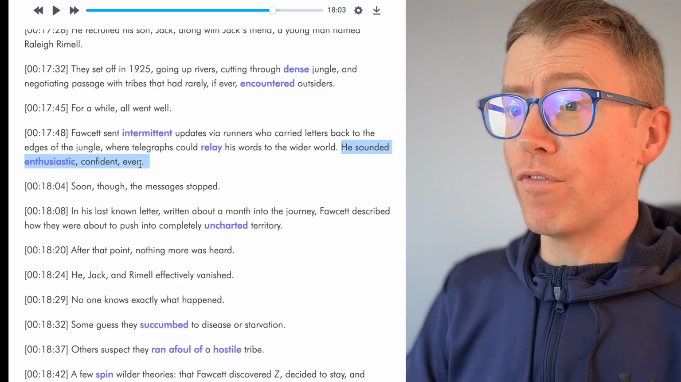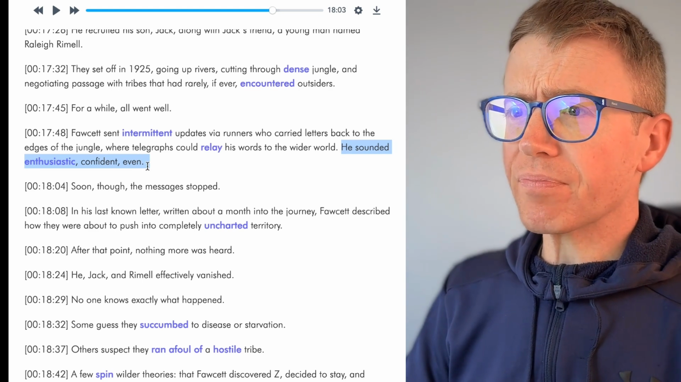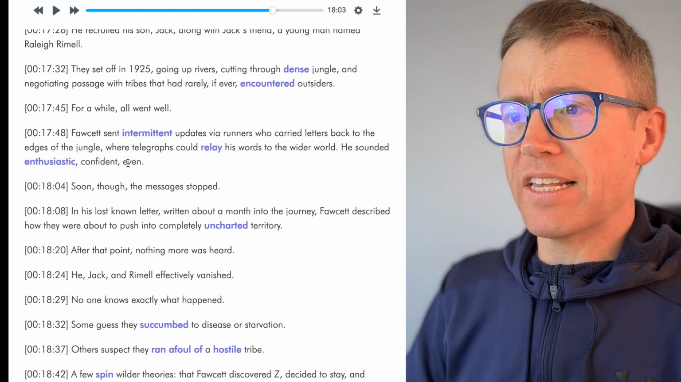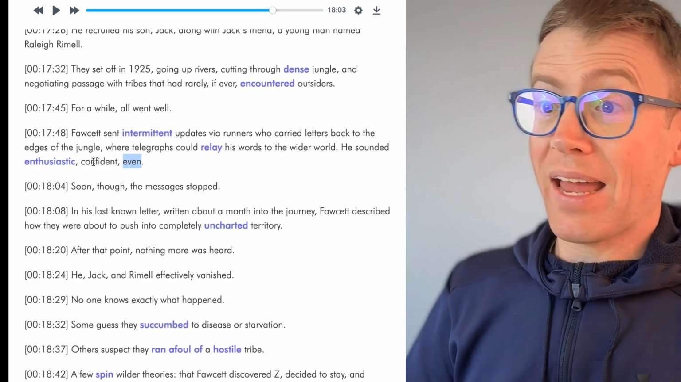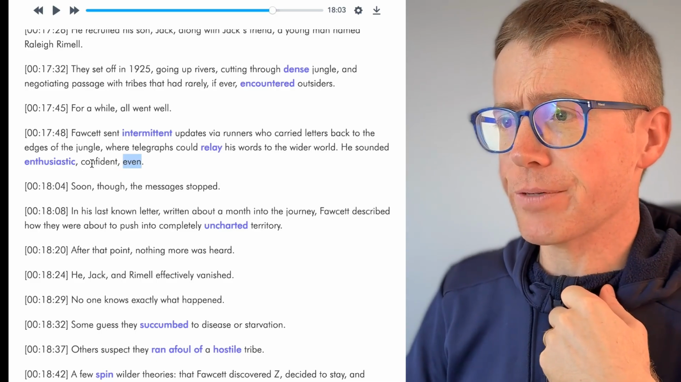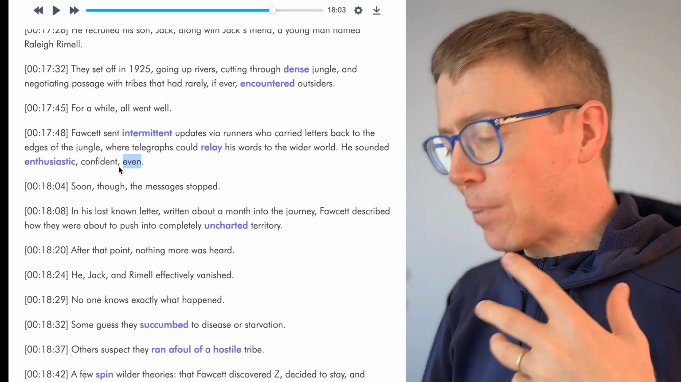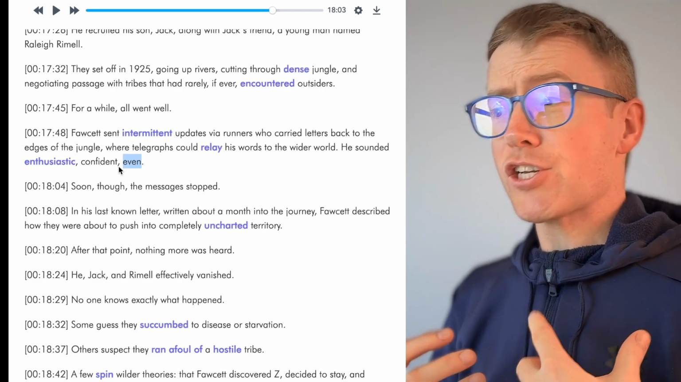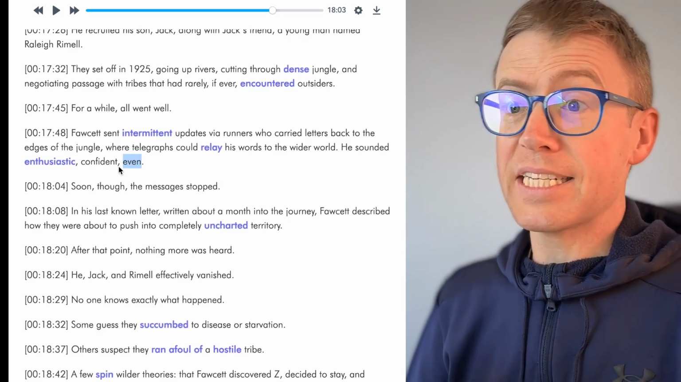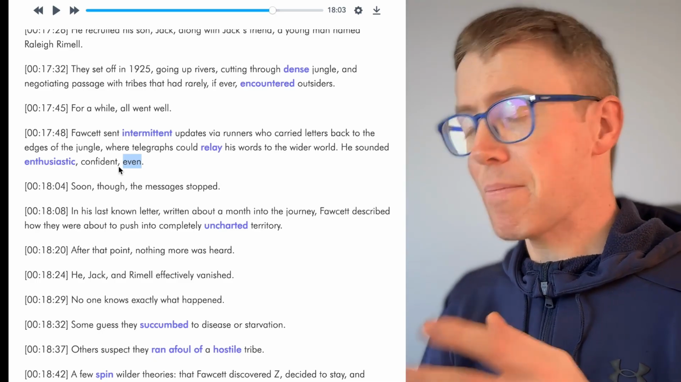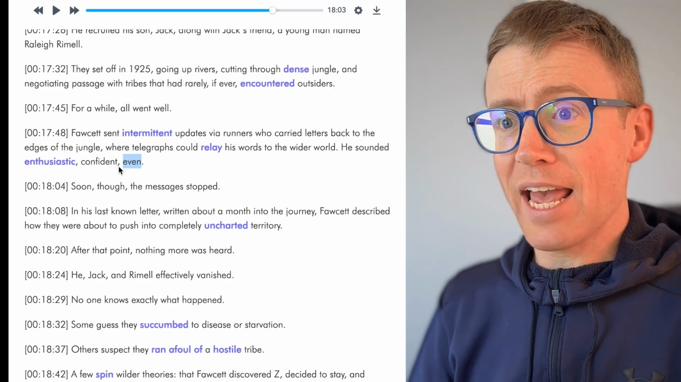He sounded enthusiastic, confident even, because it's a little bit of an odd structure, one you might not have encountered before, having even at the end of a sentence. What it means here is that it's surprising that he was the previous thing, in this case, confident. So he sounded enthusiastic and he was even confident. So it implies that something is surprising. It shouldn't necessarily be the case, but it was. You could flip this sentence around and it could be, he sounded enthusiastic, even confident. It means the same thing. But this is just a slightly more kind of figurative, dramatic way of saying it.